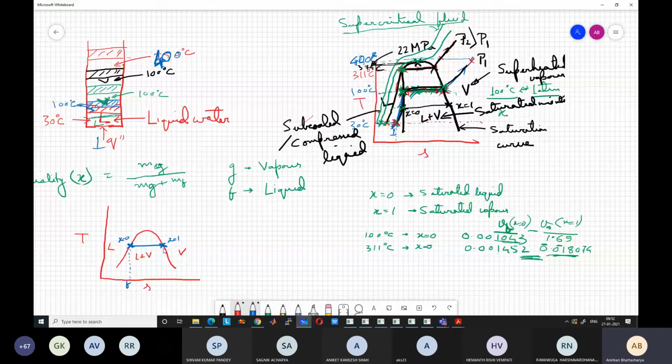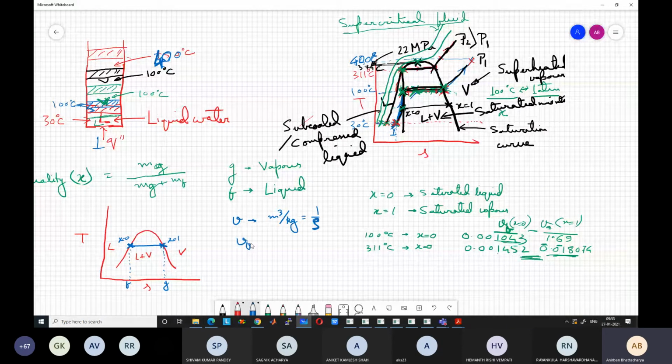So any property, for example, specific volume, is denoted by small v. Okay. What is the definition of specific volume? It is the volume per unit mass. Its unit is meter cube per kg. It is the opposite of density. So at the x equal to 0 state, specific volume is denoted by Vf, and at the x equal to 1 state, specific volume is denoted by Vg.